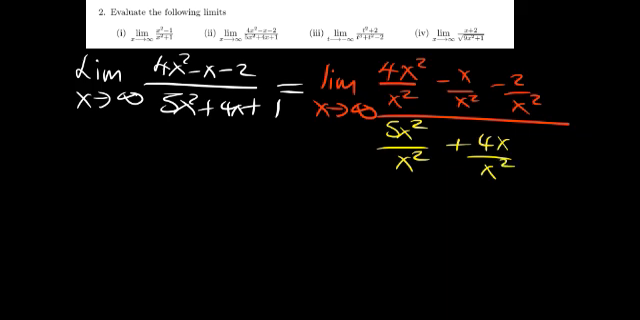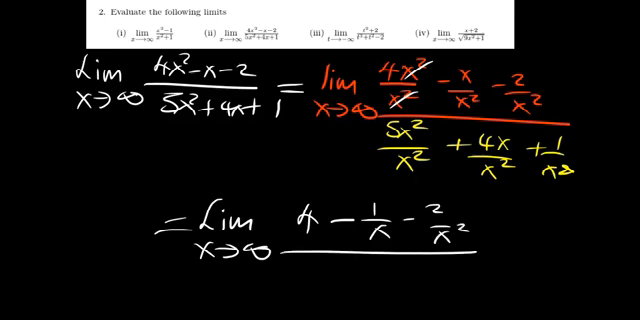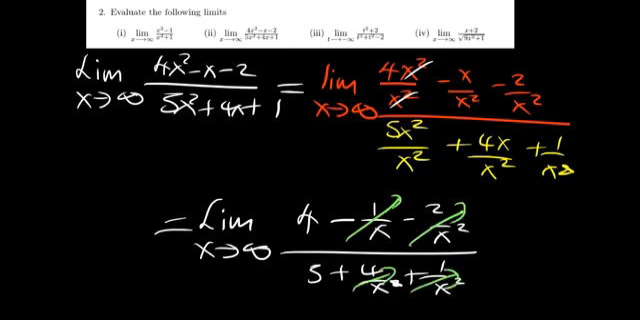So you remain with the limit as x approaches infinity. So that will cancel. So you remain with 4 minus 1 over x minus 2 over x squared, over 5 plus 4 over x squared plus 1 over x squared. So you understand that this is the point where we distribute the limit now. Every part that has x as a denominator is going to be 0. And so at the end of it, we are going to have 4 over 5. I told you how to distribute in the previous example, so you can show that.